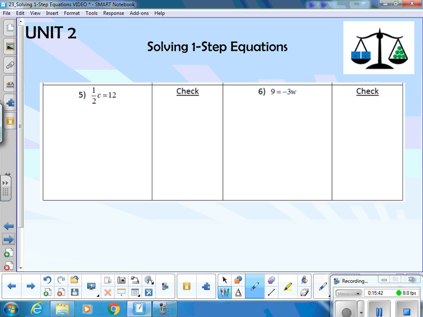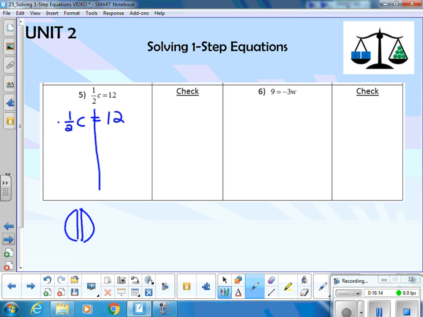All right, number 5. This one looks a little bit different. So I'm going to rewrite this one just so I have enough room to do my work. This is saying half of a number, I don't know what that number is, it's c, is equal to 12. So what is the inverse of a half? Well, we kind of talked about that. In order to undo it, I would have to double it.